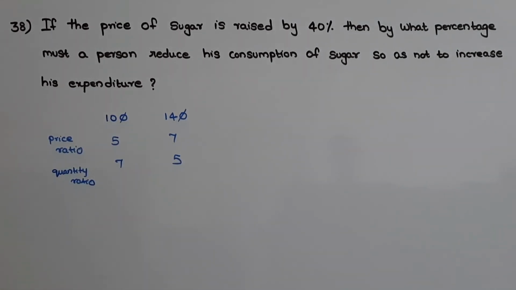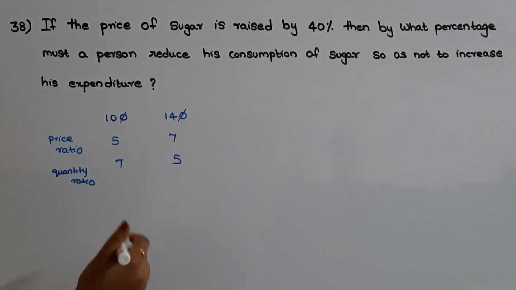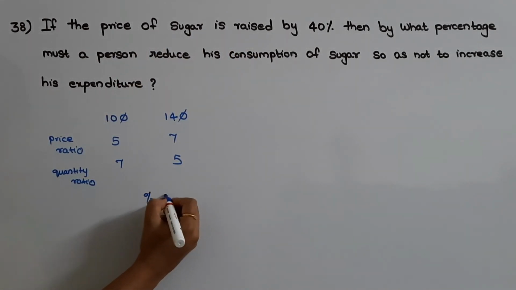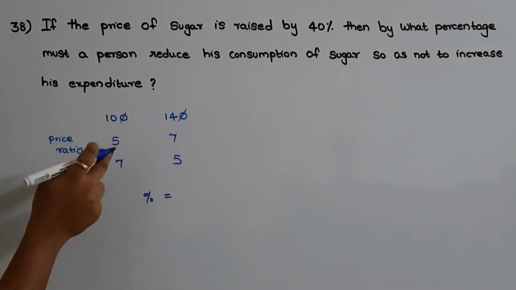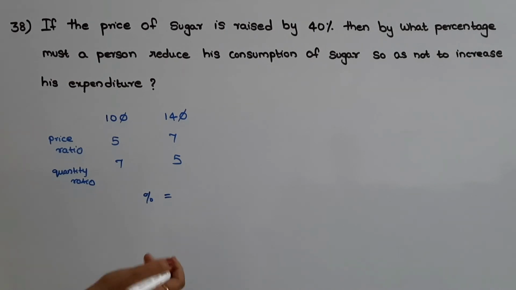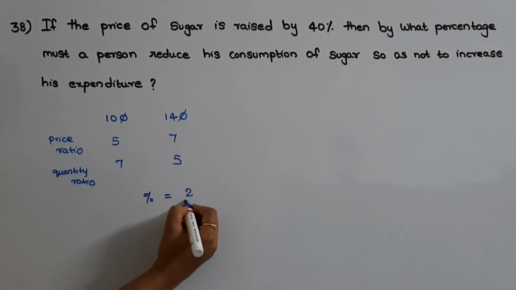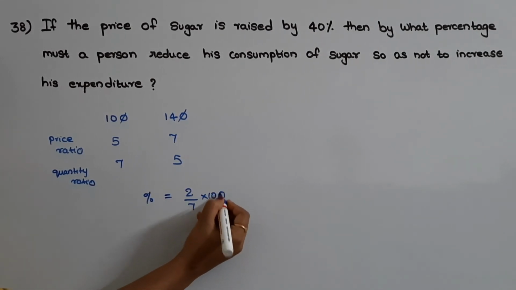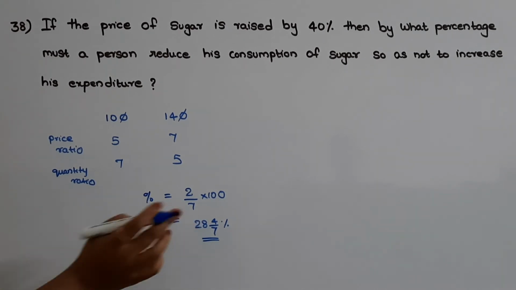So we need to find out the percentage reduction in his consumption. That particular percentage will be equal to difference in the quantity divided by original quantity into 100. Here the difference in quantity is 7 minus 5, that is 2, divided by original quantity, which is 7, into 100. On solving this you will get the answer as 28 4/7 percentage. So this is the answer.